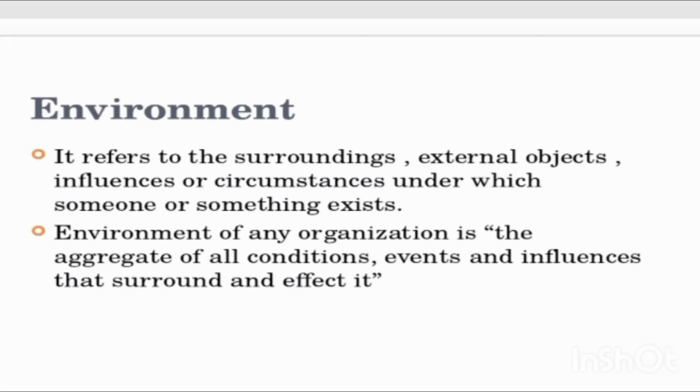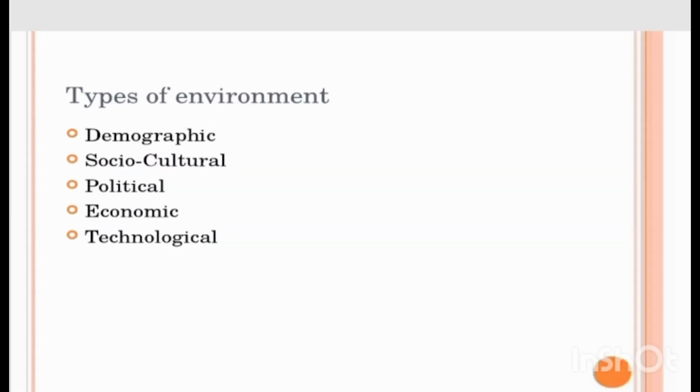Environment: at its core, the environment refers to the surroundings, external objects, influences, or circumstances under which someone or something exists. It is the context in which we operate and live. The organizational context. When we apply this concept to an organization, the definition becomes more specific yet equally crucial. The environment of any organization is defined as the aggregate of all conditions, events and influences that surround and affect it. These factors can range from market trends and economic conditions to social factors that impact an organization. Let's break down the key components.